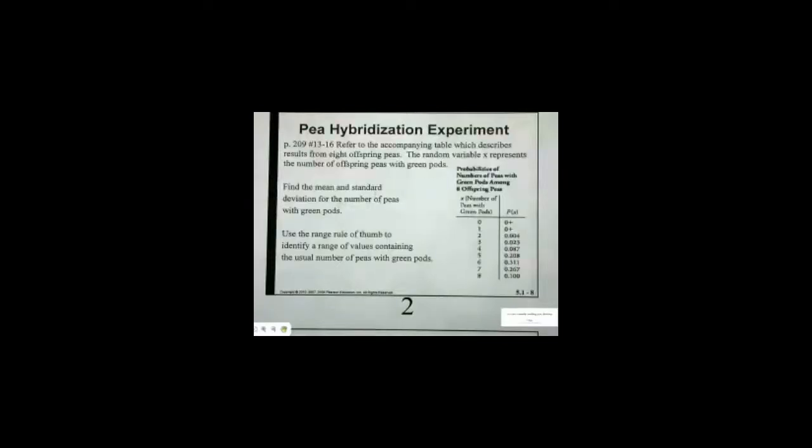What is the most common answer to the question, how many green peas did I get this morning? Looking at that probability, 6 had a higher probability than anything else. So, about 31% of the time when he grabbed 8 peas, 6 of them had green pods.